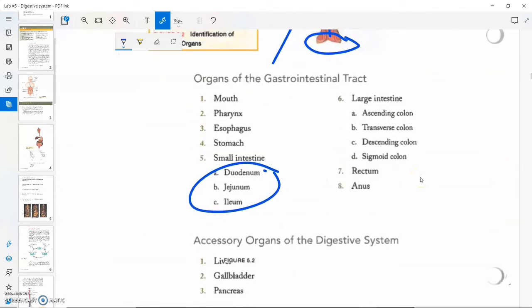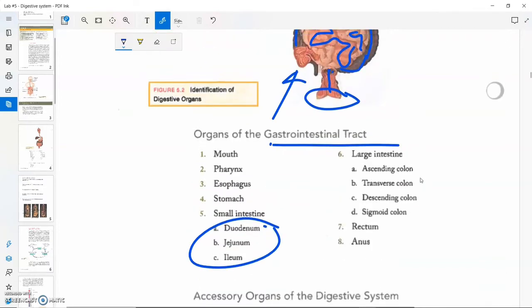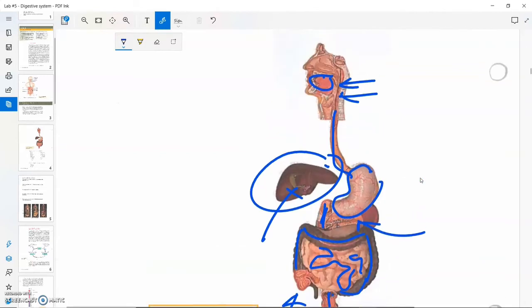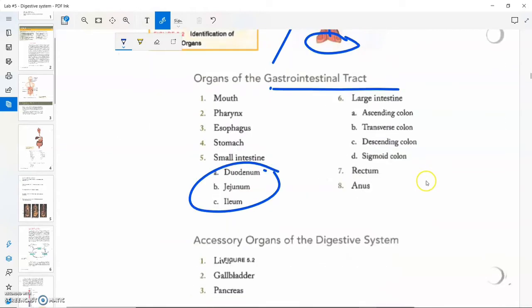So those are primary organs of the digestive system, organs that form the alimentary or gastrointestinal tract, while the accessory organs of the digestive system include not only the liver and gallbladder and pancreas, but also the tongue and salivary glands, which are not shown on this picture.